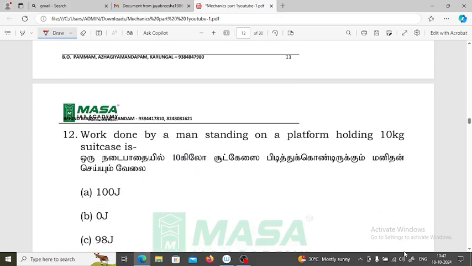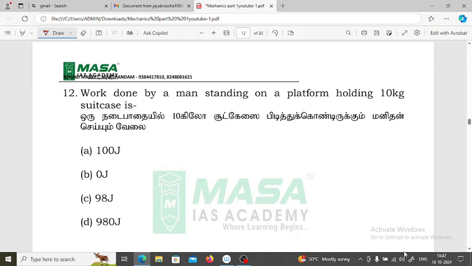Question number 12. Work done by a man standing on a platform holding a 10 kg suitcase is. Here the man is not displaced. Displacement is 0. Here the work done W is equal to force into displacement.